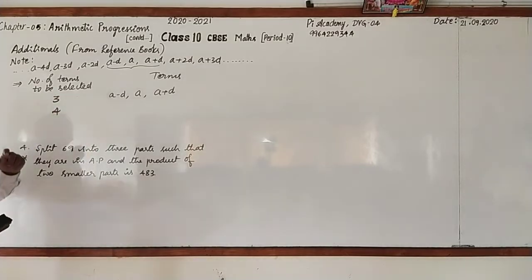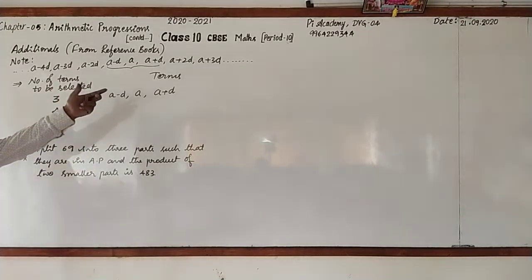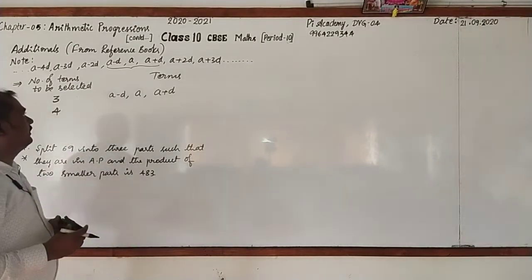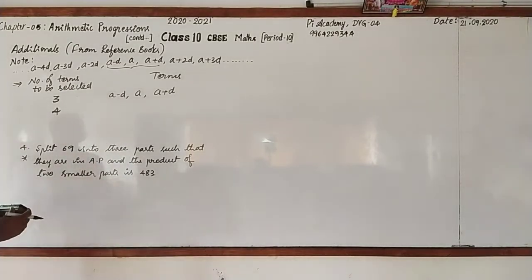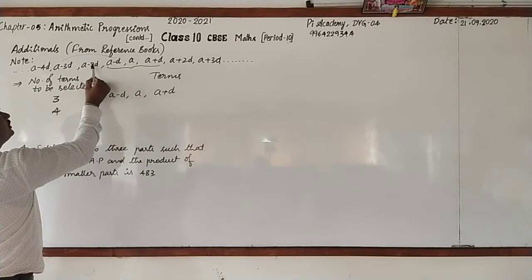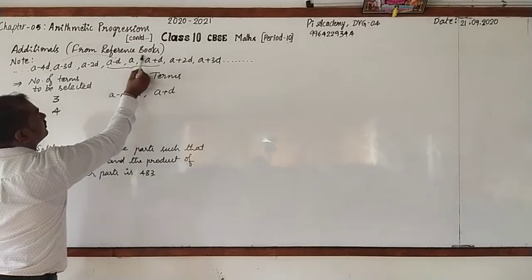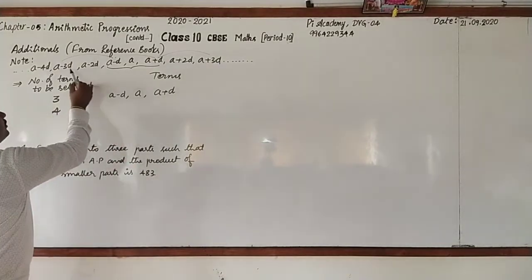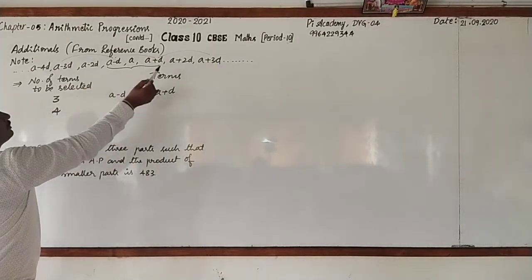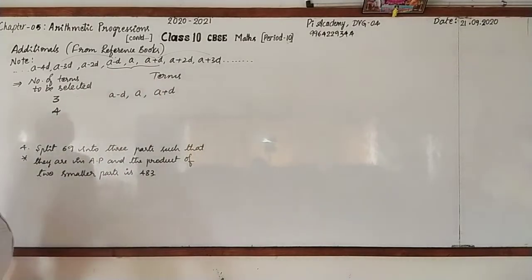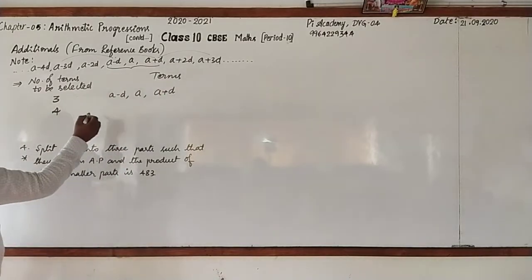So we have to select the terms such that we can cancel the D term. We can get only the first term A. How do you go for selecting 4 terms? Observe, A minus 3D and leave one term, A minus D, leave one term, A plus D, leave one term, A plus 3D. Minus 3D plus 3D, minus D plus D get cancelled. We can select the terms like that.